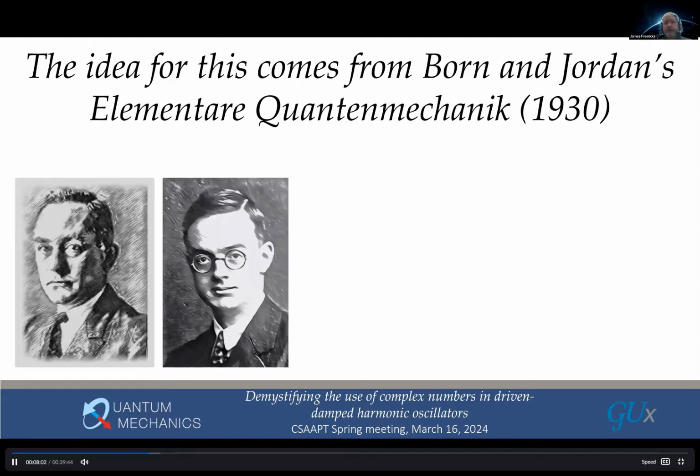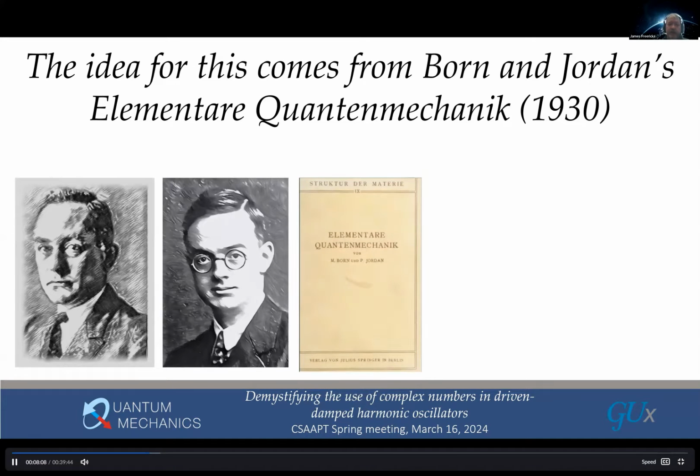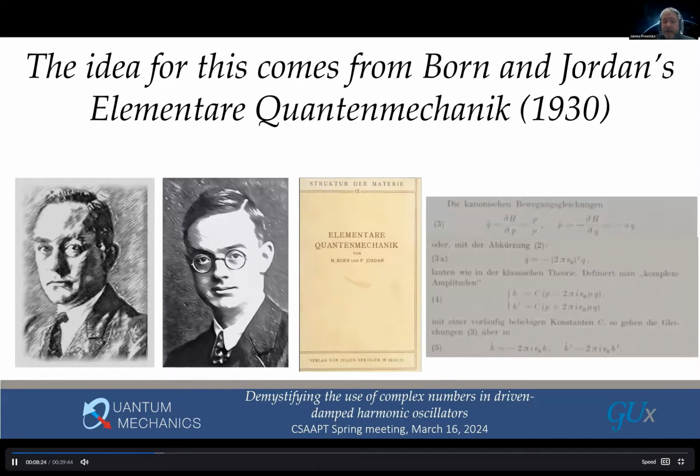So very interestingly, this starts from a textbook by Born and Jordan in 1930. It's a textbook about matrix mechanics. It was written in German. It was never translated because everyone had moved on past matrix mechanics at the time this book came out. And I have copied for you here a section of the page in the book that talks about the harmonic oscillator.